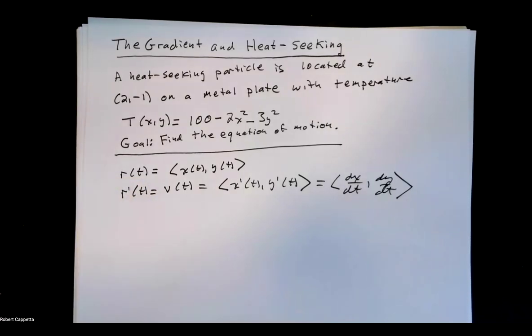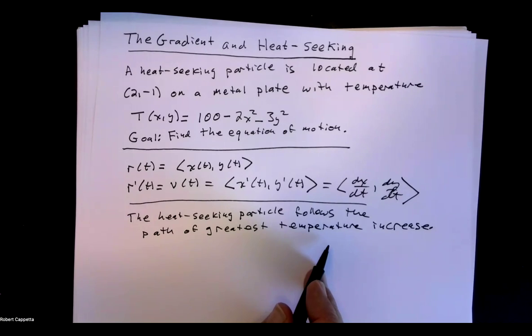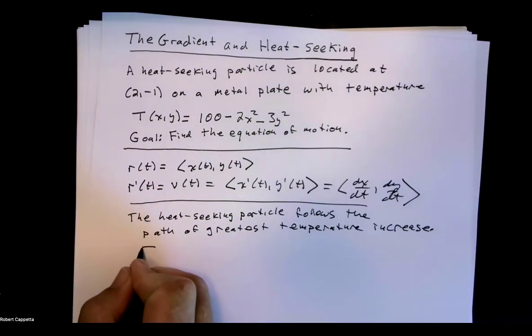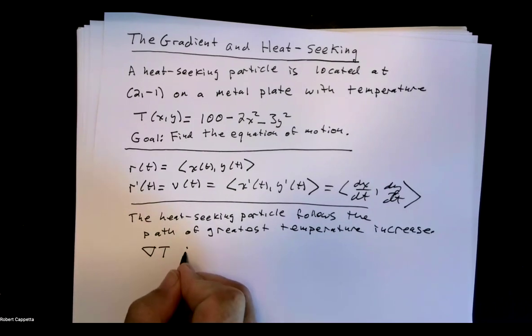So how can we do that? What do we need to use here? What fact is going to be important? The heat-seeking path will follow the path of greatest temperature increase. So what would that be? Where does that particle want to go? Which direction is it headed? If we're looking for greatest temperature increase, what is that? Of course, the answer would be the gradient. So it's got to head in the direction of the gradient of T.